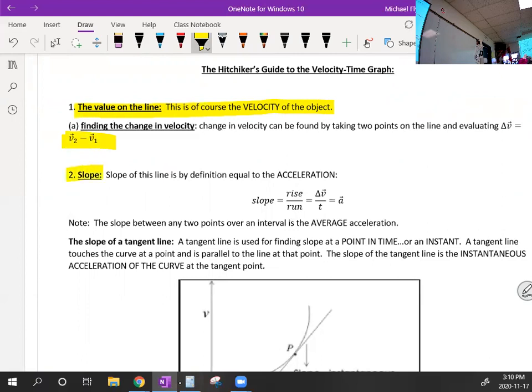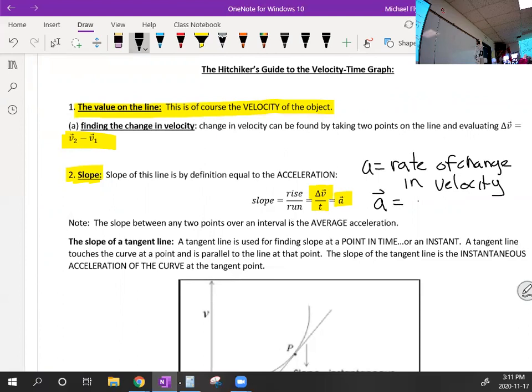Now if you look at slope, when you do the slope, it's rise over run, where you're going to get delta v over t. But you see, that's the definition of acceleration, because acceleration equals the rate of change in velocity, okay? And so that's equal to the change in velocity divided by time, right? Now that's the slope on a velocity time graph, okay?